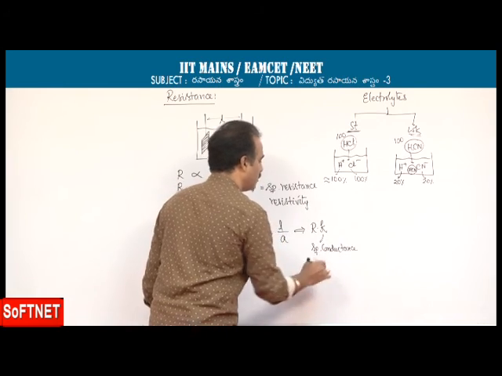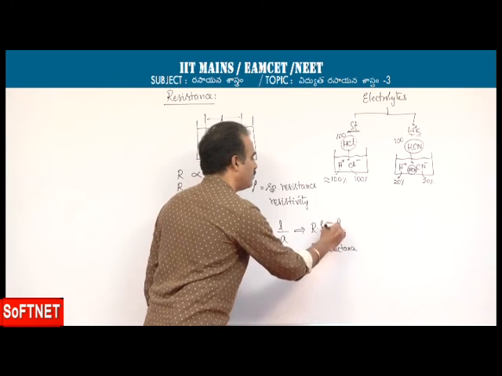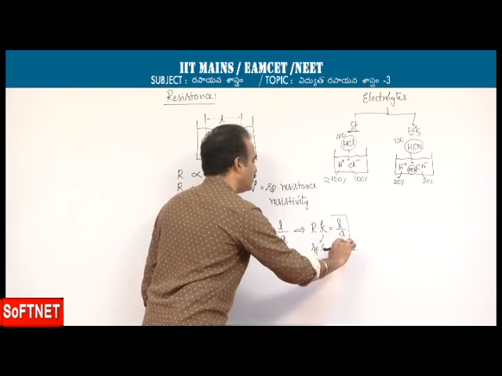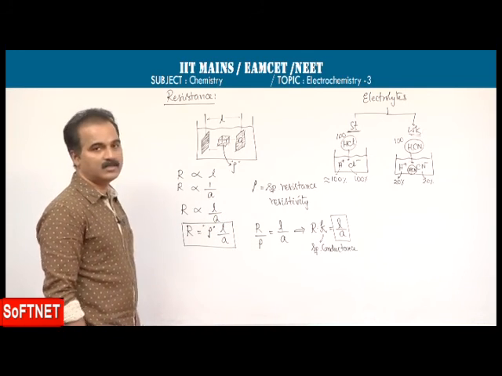Specific conductance, or it is also called conductivity. This R into K will be equal to L by A. This L by A is called cell constant. Why is it called cell constant?